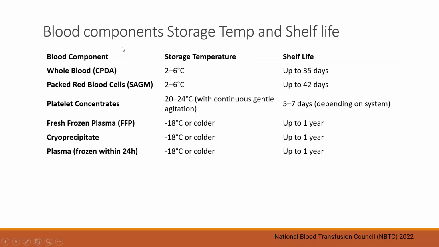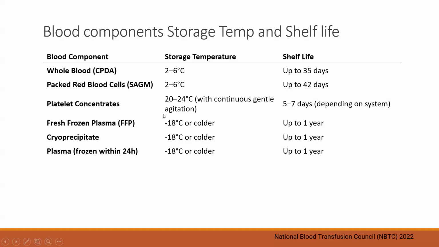Now coming to the various blood components, storage temperature and shelf lives. Whole blood with CPDA can be stored at 2 to 6 degrees Celsius. Its shelf life is up to 35 days. And packed red blood cells with SAGM, storage temperature 2 to 6 degrees Celsius and shelf life up to 42 days.